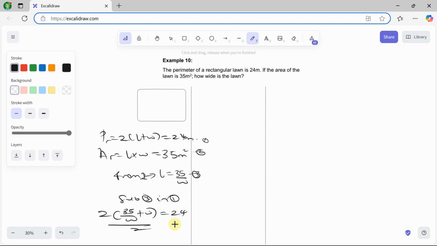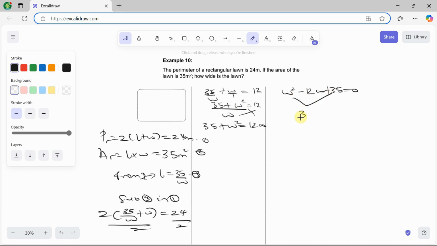And I can divide both sides by 2. This will give me 35 over W plus W is equal to 12. So the LCM: this is W over 1, this is 35 plus W times W, that will give me W squared, is equal to 12. So that will be 35 plus W squared is equal to 12W if I cross multiply. So that will be W squared minus 12W plus 35 is equal to 0. I just rearranged it.